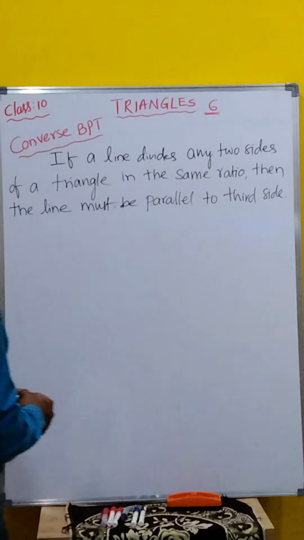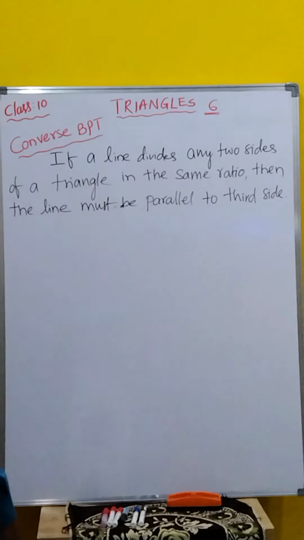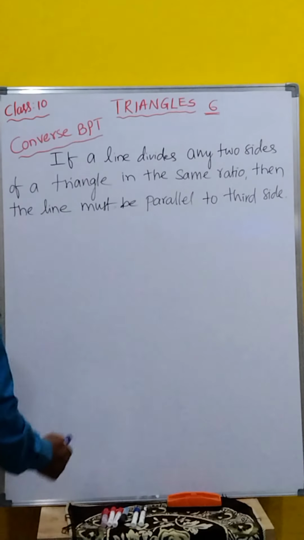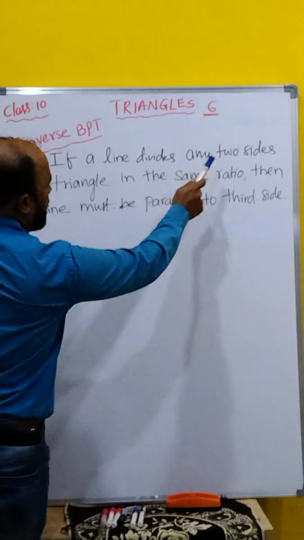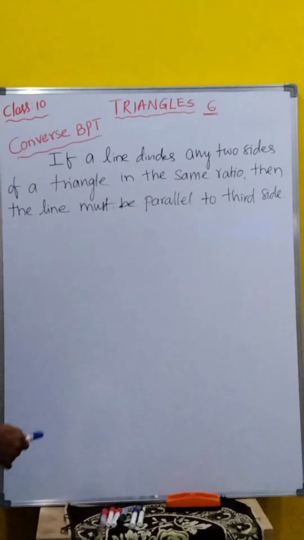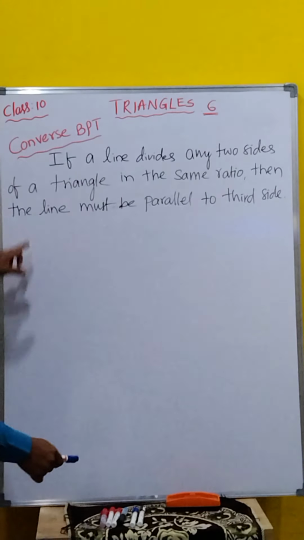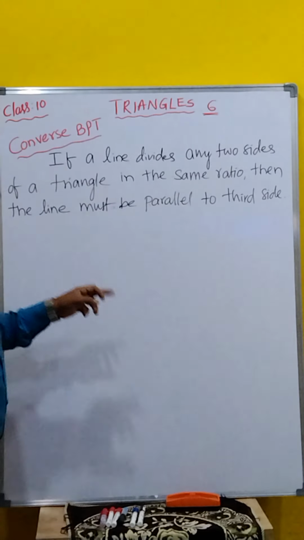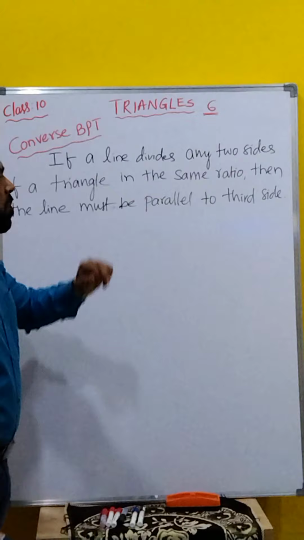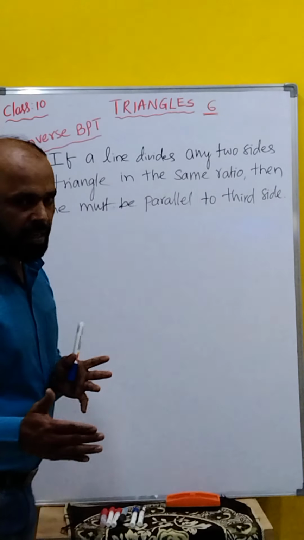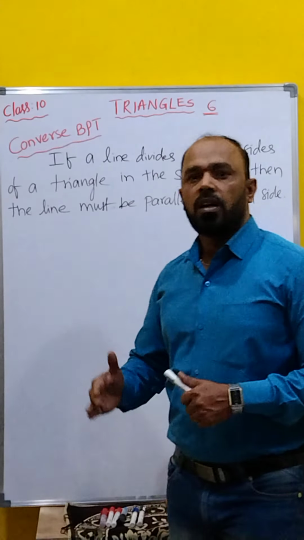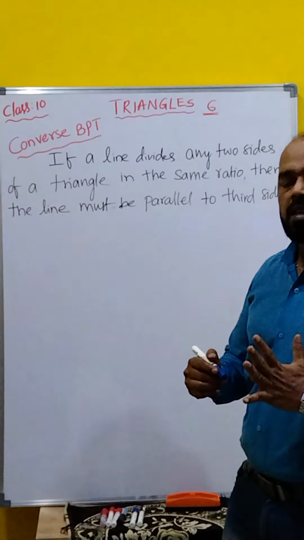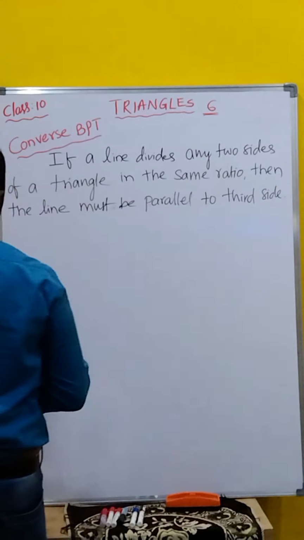Hello students, now we will go for the converse basic proportionality theorem, converse BPT. I read the statement: if a line divides any two sides of a triangle in the same ratio, then the line must be parallel to the third side, exactly opposite to the BPT theorem.